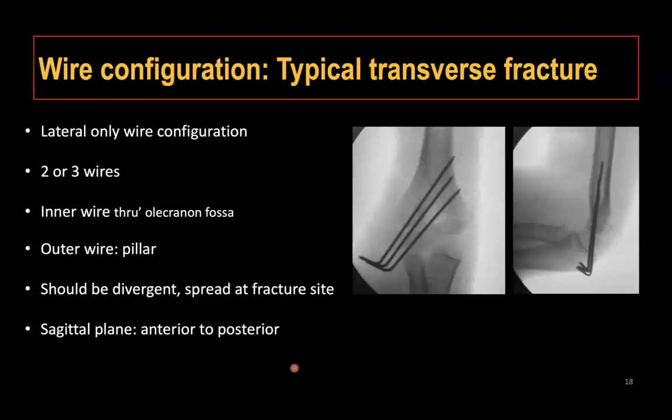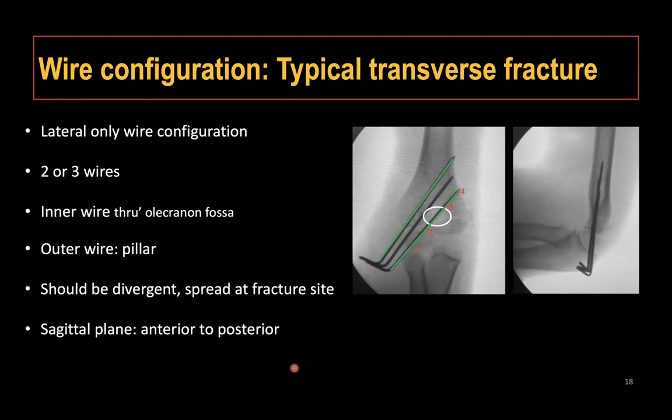Finally, coming to fixation. For typical fractures, it is recommended that only lateral K-wires be used for the purpose. Out of these, the inner wire passes through the olecranon fossa, and therefore this wire, as you can see, has a 4 cortex hold. Therefore, this is an extremely good hold. The outer wire is a pillar wire. Additionally, in between the inner and outer wires, there should be good divergence and there should be spread at the level of the fracture site.